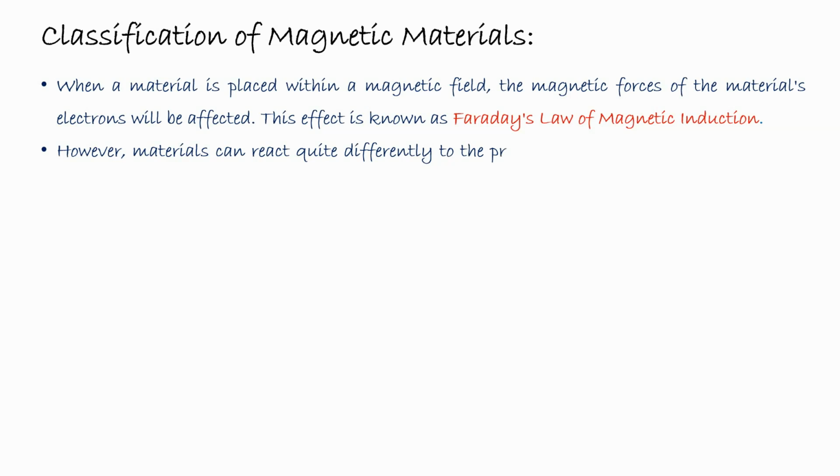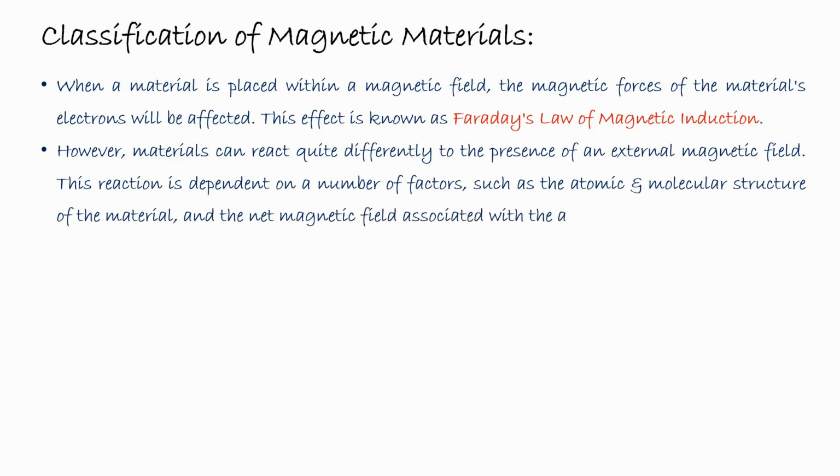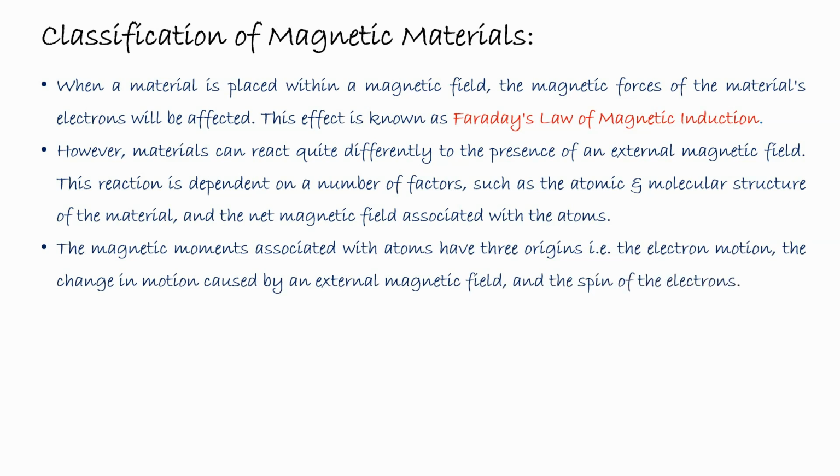However, materials can react quite differently to the presence of an external magnetic field. This reaction basically depends on a number of factors, such as the atomic and molecular structure of the material, the net magnetic field associated with the atom, and so on. The magnetic moment associated with atoms has three origins: the electron's motion, the change in motion caused by the external magnetic field, and the spin of the electrons.